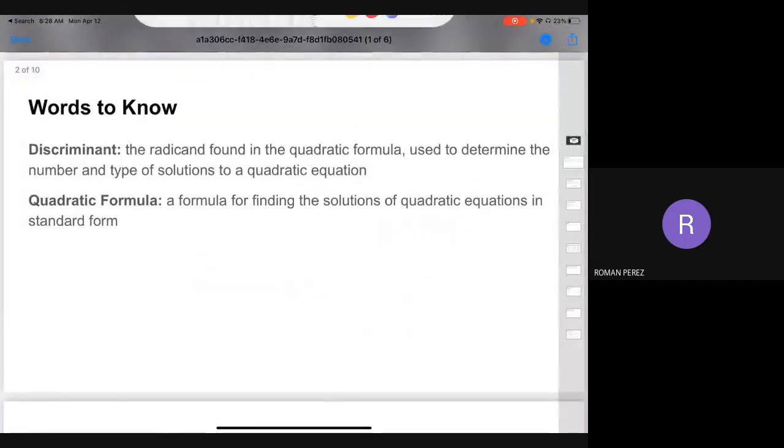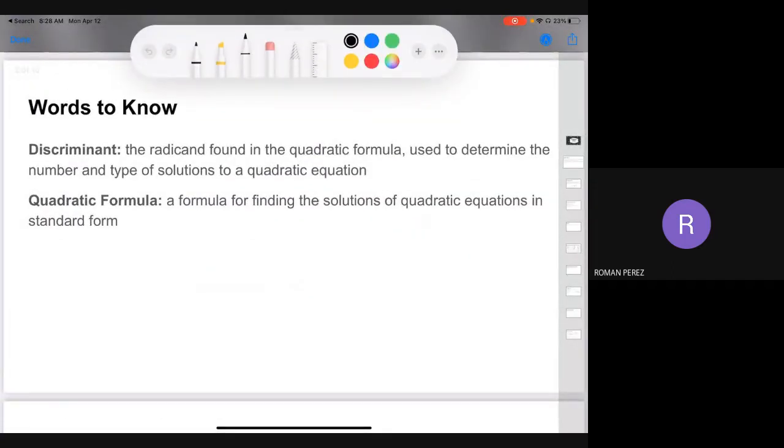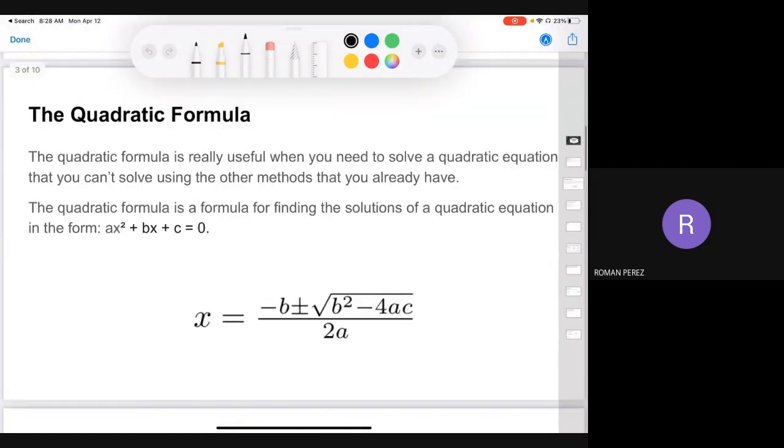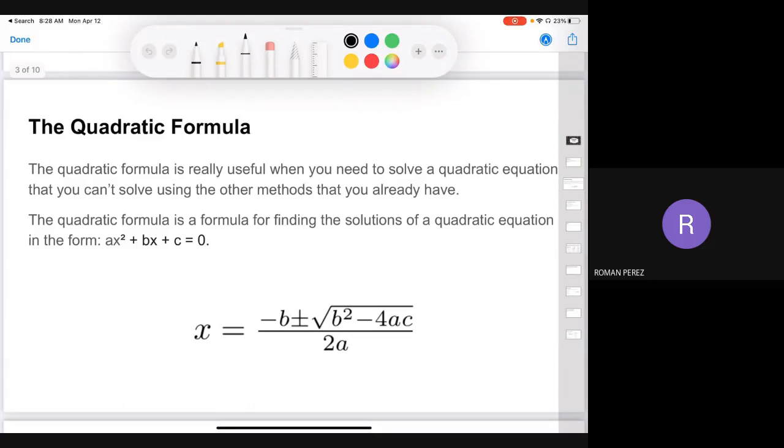So today we're going to look at these words, discriminant and quadratic formula. You'll see these appear and we'll see what they actually mean. So what is the quadratic formula? Well, the quadratic formula is a really useful tool that we can use when we need to solve a quadratic equation that you cannot solve using the other methods that we have already looked at. And so we're going to use the quadratic formula basically to make an easier way for us to solve these types of problems.